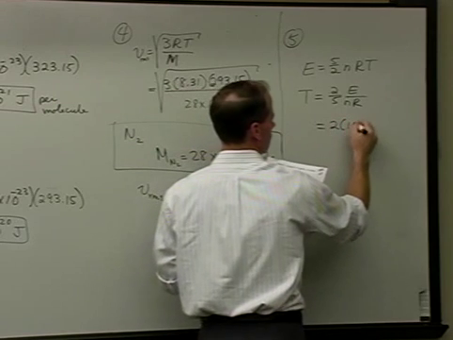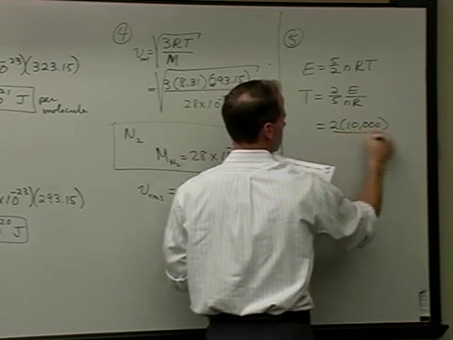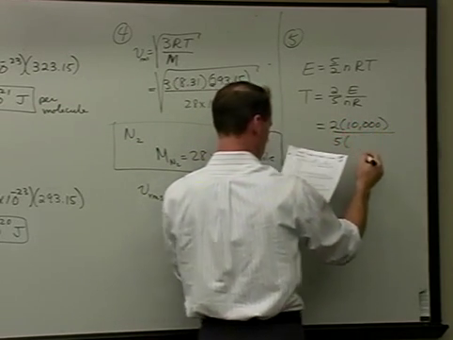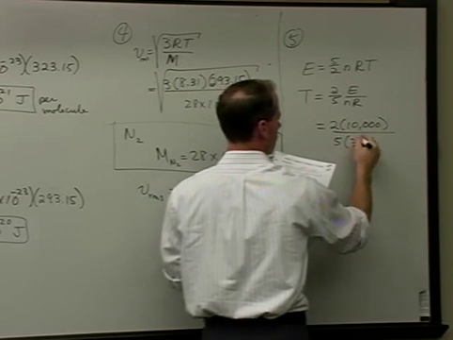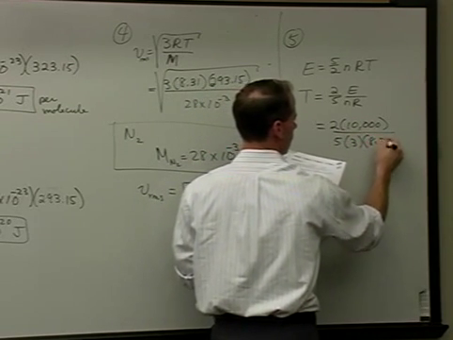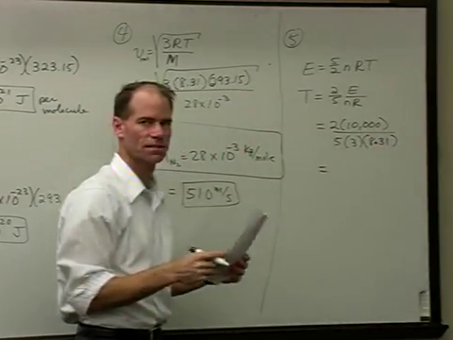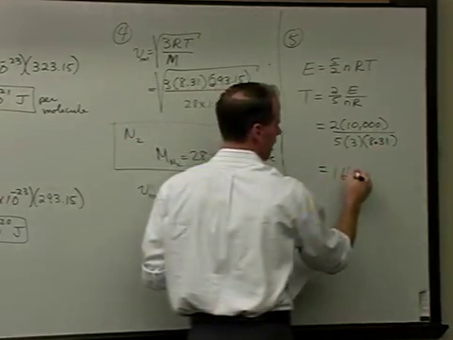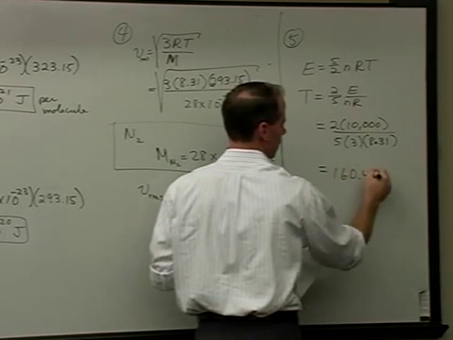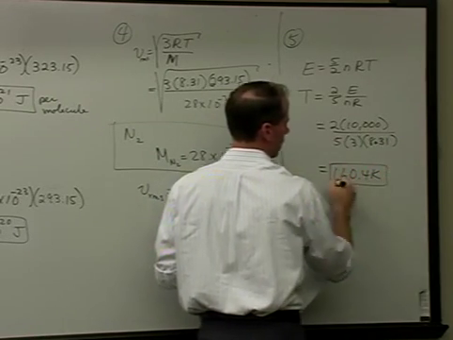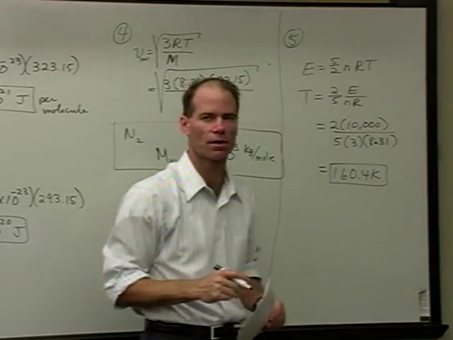2 times 10,000 joules over 5 times the number of moles, 3 times 8.31. And this gives us, temperature should come out in Kelvin since that's our basic unit. And this comes out to 160.4 Kelvin.